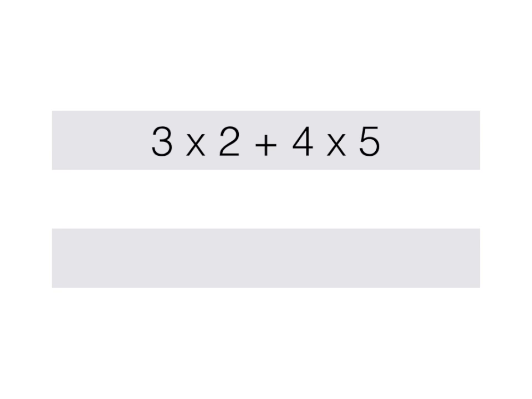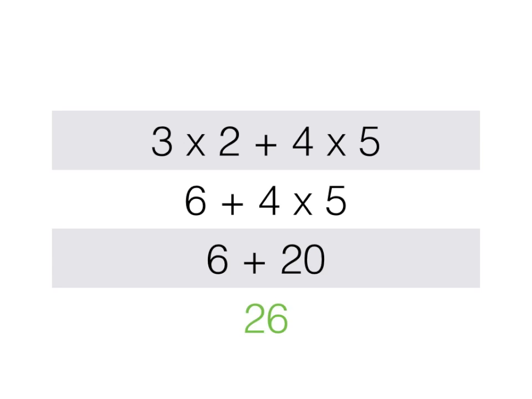So you have 3 $2 bills, and you add 4 $5 bills to that. How much do you have? We've got to multiply before we do any adding. 3 $2 bills is $6. 4 $5 bills is $20. Now we add those, and it adds up to $26. Next example.